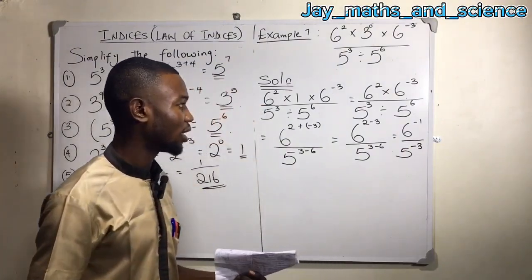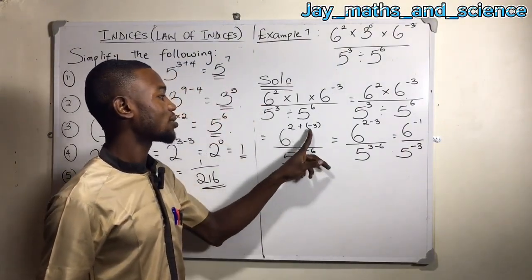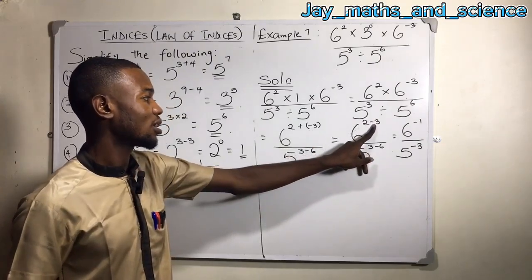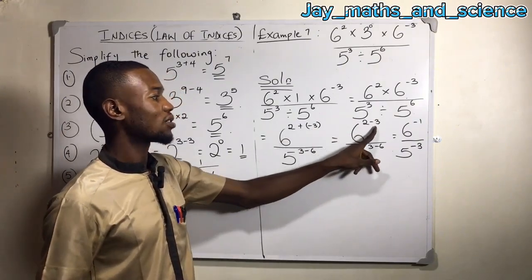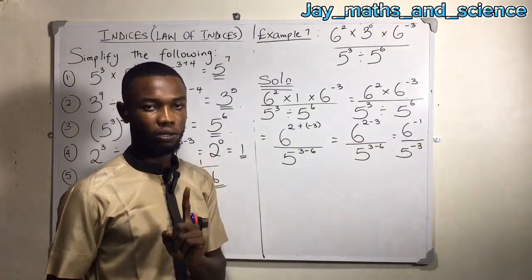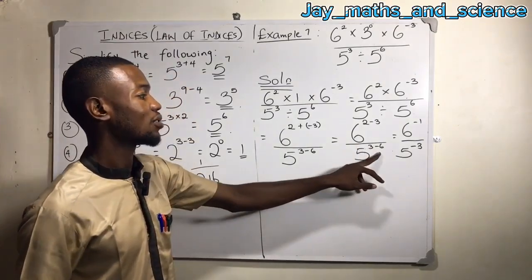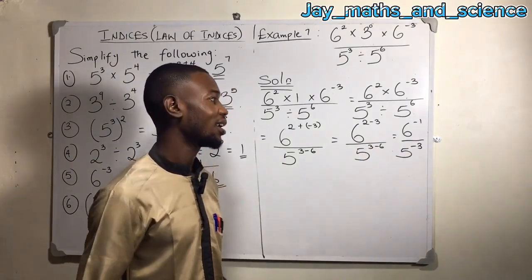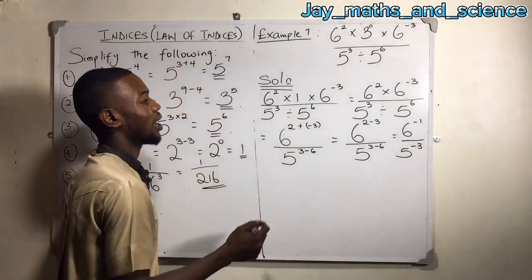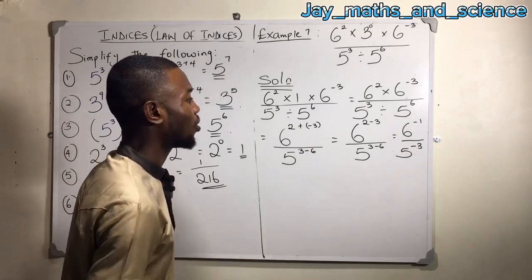Now let me quickly go over it. In this one, plus times minus, that's what gives us minus. Okay, that's why we just simplify this now. Then 2 minus 3 gives minus 1, not 1. Please note that. Then 3 minus 6 gives minus 3, not 3. It's 6 minus 3 that gives 3. Now we can write our question in a simpler way.